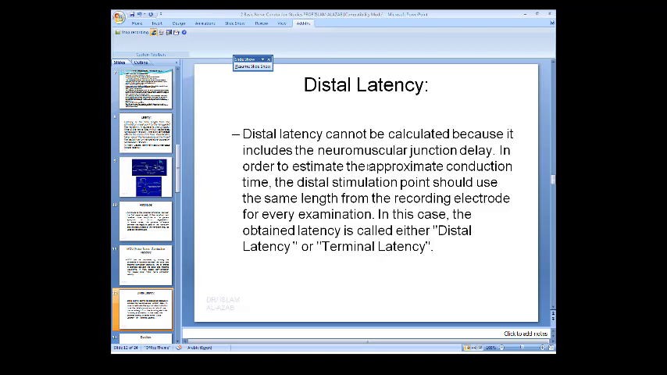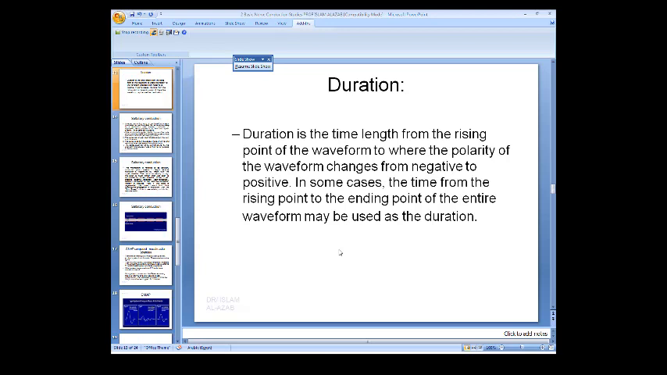Distal latency can't be used to calculate velocity because it includes the neuromuscular junction delay. In order to estimate the approximate conduction time, the distal stimulation point should use the same length from the recording electrode for every examination. In this case, the obtained latency is called either distal latency or terminal latency.